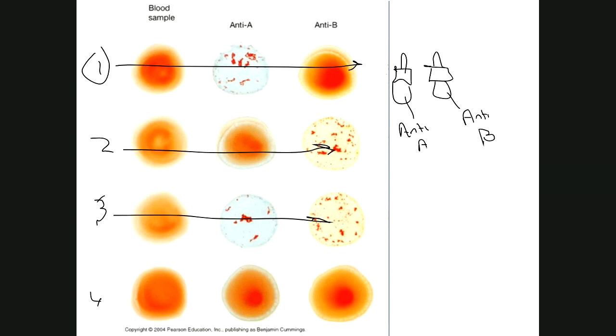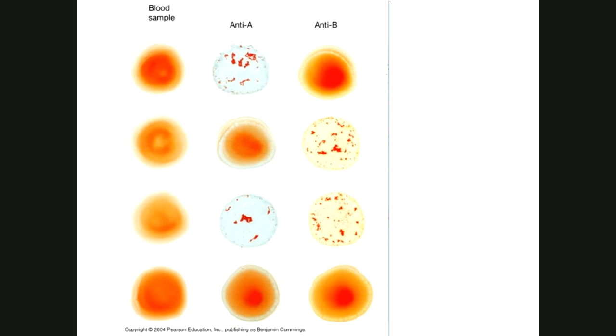Then we're going to combine it with anti-A and anti-B out of our little vials. Here's a blood sample with neither one, so you can see what the blood looks like. The next drop of blood has anti-A mixed with it, and the next drop has anti-B mixed with it. It's that way all the way down. And so we can tell what this person's blood type is by looking at this.